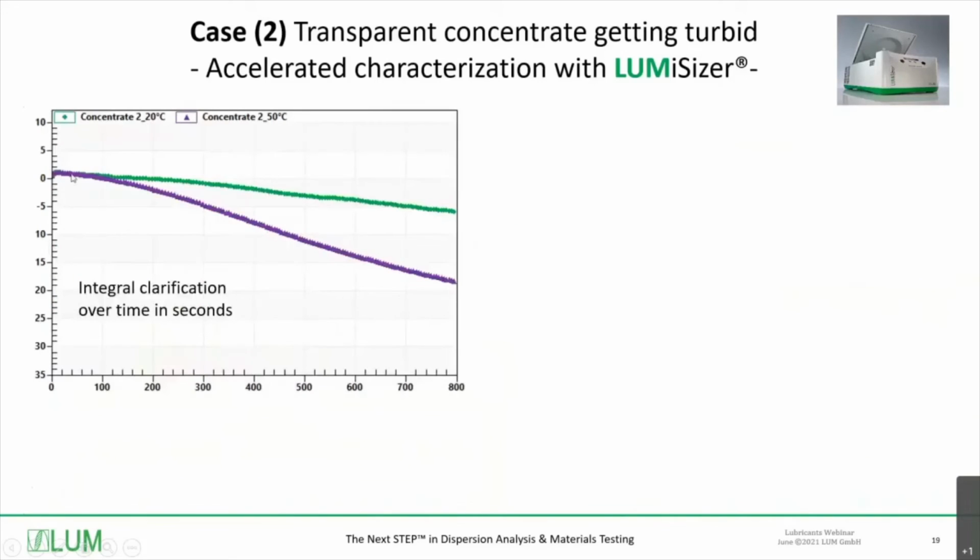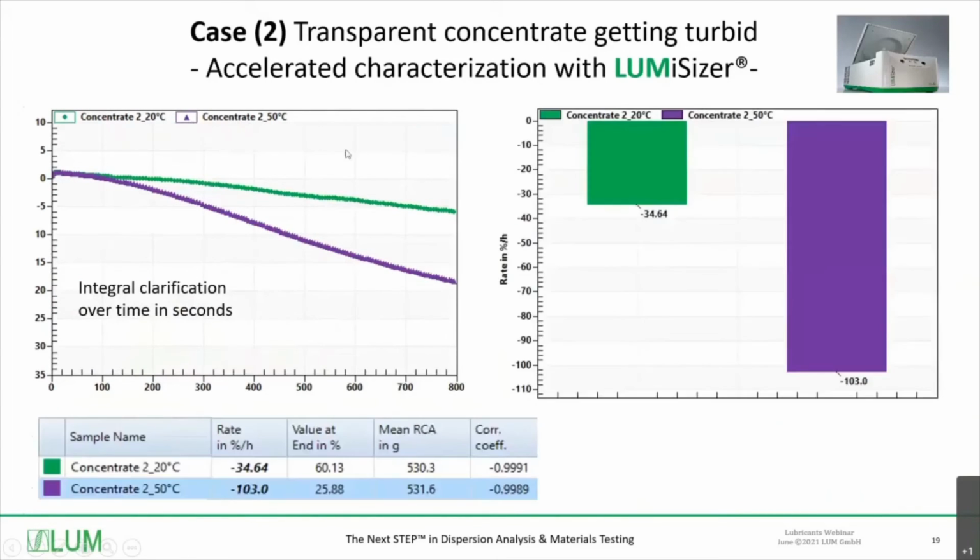In terms of kinetics, with time, we can compare temperature at 20 and temperature at 50 degrees. It's almost 3 times faster when you increase the temperature by 30 degrees compared to 20. There is an evolution of this sample 3 times faster. So clearly here, this concentrate becomes turbid, and this is a problem for long-term stability.